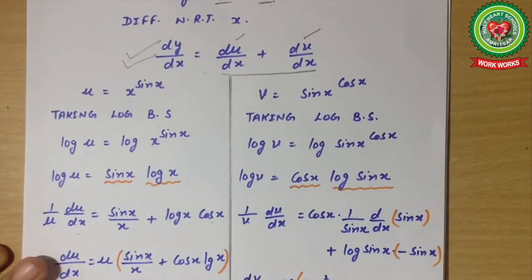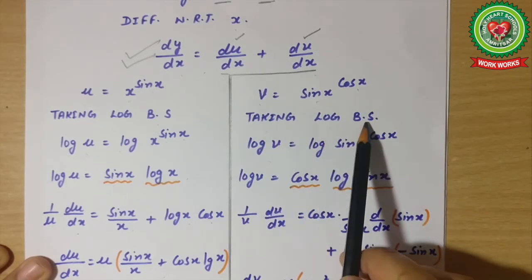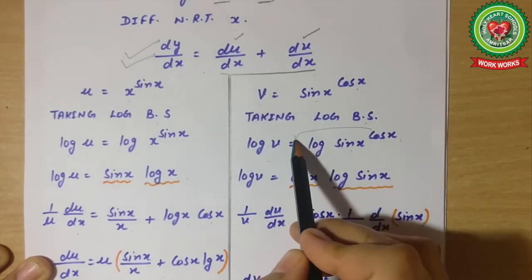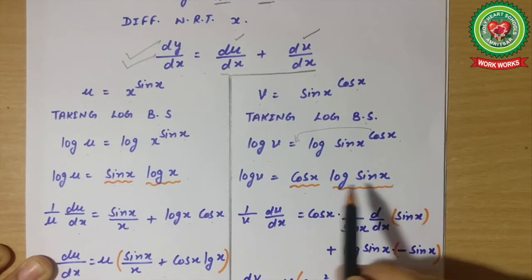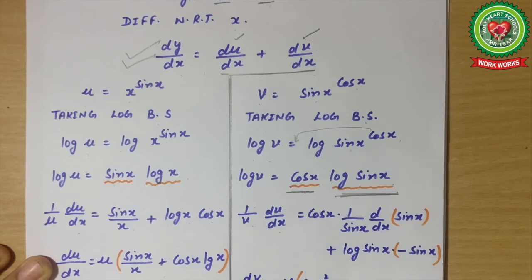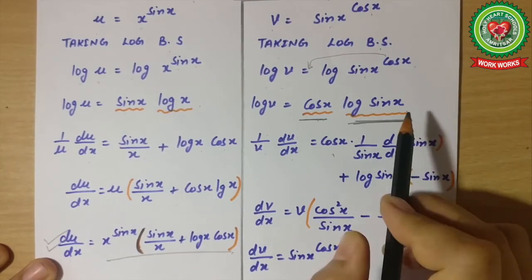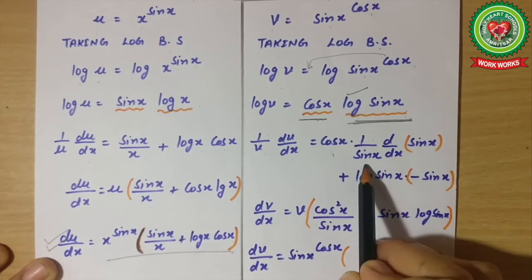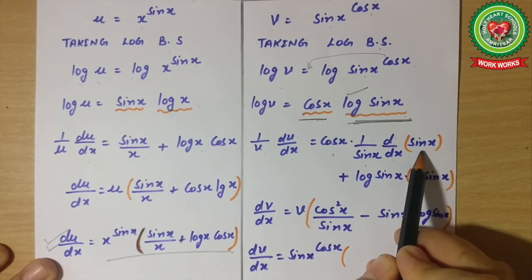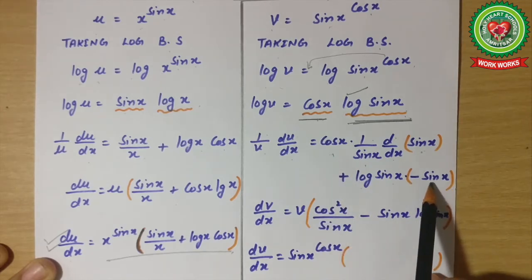Same way, when we solve the value of v there, sin x raised to power cos x. Taking log both sides, log v, log of this full function. Now, cos x will come forward, cos x log sin x. One function is there, another function is there. 1 upon v dv upon dx, cos x. Now, what is the differentiation of log sin x? First of all, log, reciprocal of the function, 1 upon sin x into d/dx of function. Sin x d/dx is cos x. Log sin x, cos x differentiation is minus sin x.